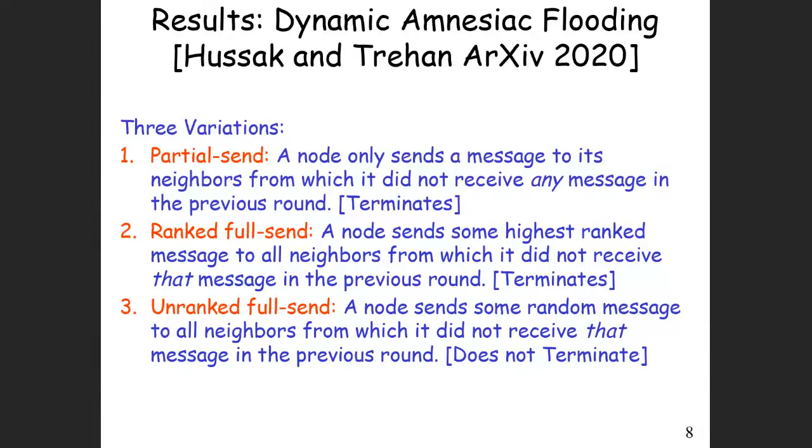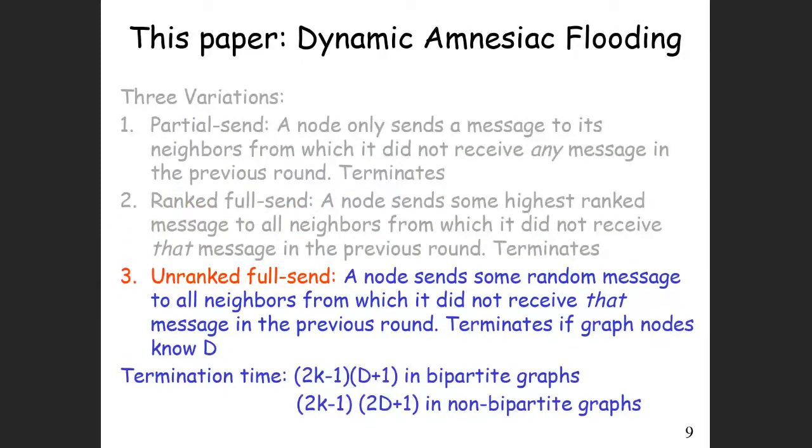Turau and Trehan showed that the first case terminates, the second case also terminates, but the third case does not terminate. What we show in this paper is that the third case, unranked full send, also terminates if graph nodes know the diameter of the graph. And the termination time is (2k minus 1) times (D plus 1) in bipartite graphs and (2k minus 1) times (2D plus 1) in non-bipartite graphs, where k is the number of messages.